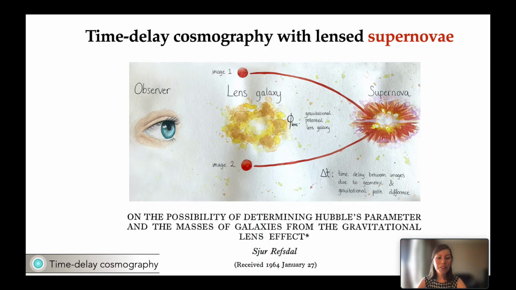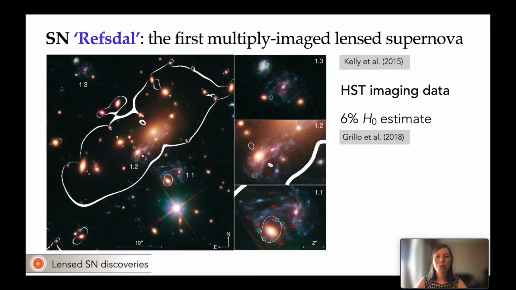So after this idea was proposed by Refsdal, it would take another 50 years before the first example of a multiply imaged lensed supernova was observed. So here this is supernova Refsdal, which was named in honor of the Norwegian physicist who sadly died 5 years before this. And this is a very special example.